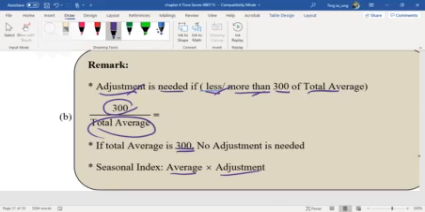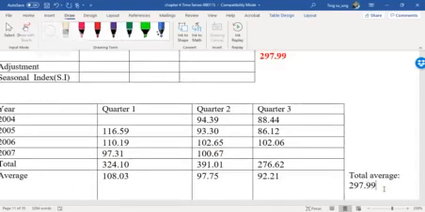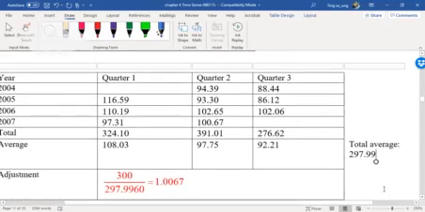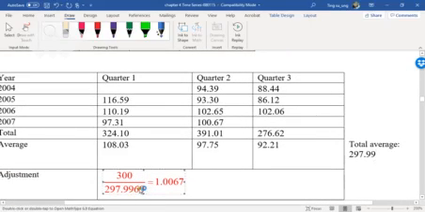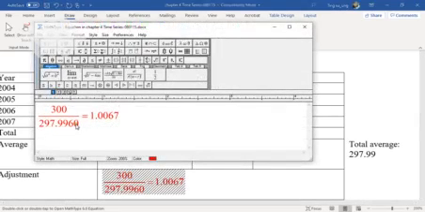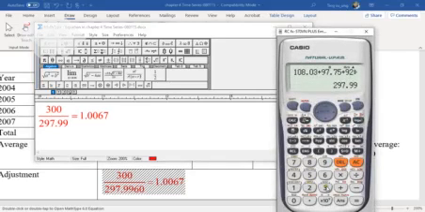Okay, so let's proceed with the question. I'm sure everyone is fine until this stage, right? So again, how do you get your adjustment? Adjustment will be 300 divided by your total average. Let me change my total average first. So get your calculator. 300 divided by 297.99. Okay, so you have 1.009745.